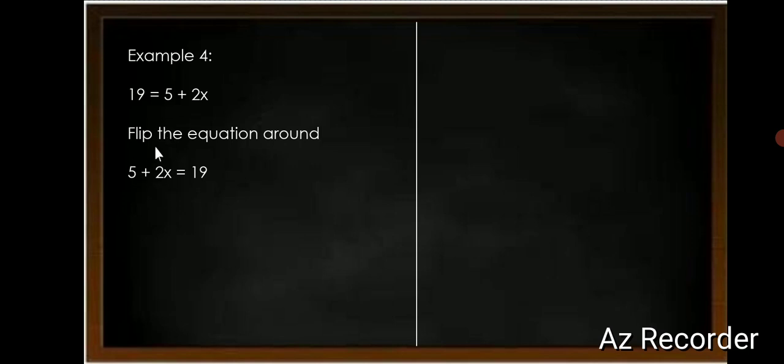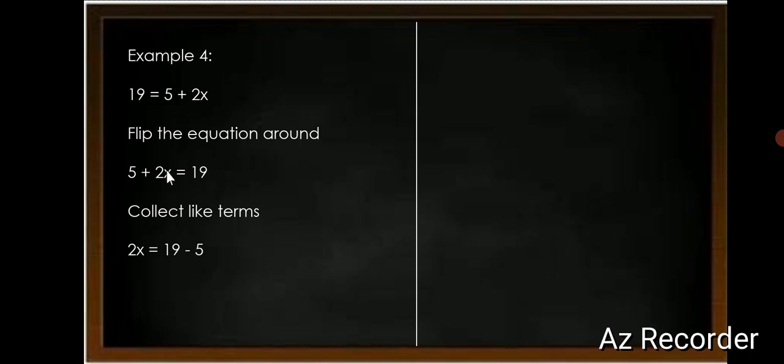Take note, we haven't collected like terms. I just flipped the equation around. That's because I want the variable we are solving for to be on the left-hand side. We haven't collected like terms. Take note, sometimes it pays you to flip an equation around. So we have to collect like terms as our next step.